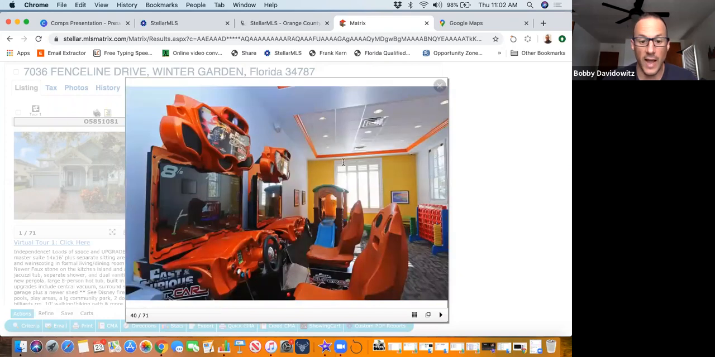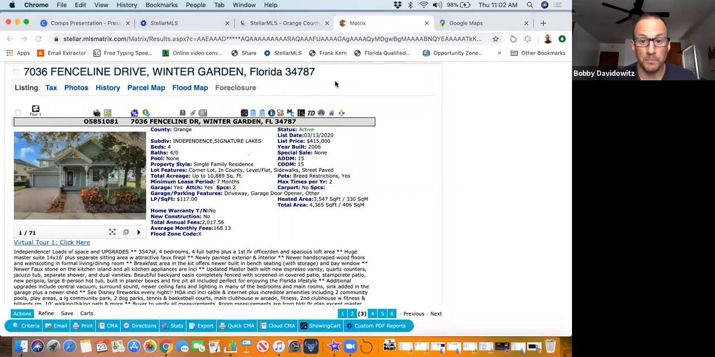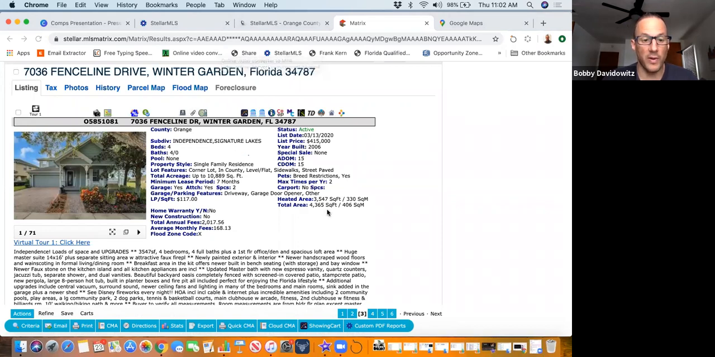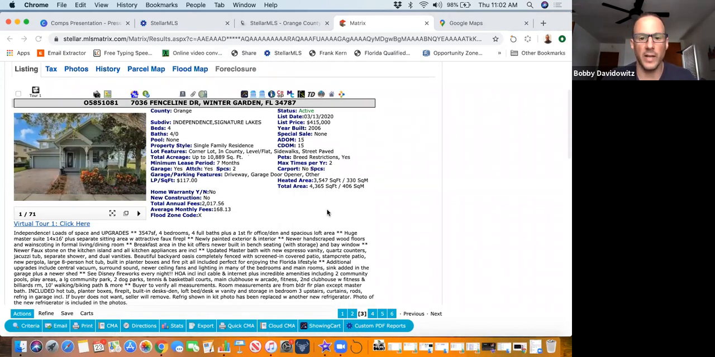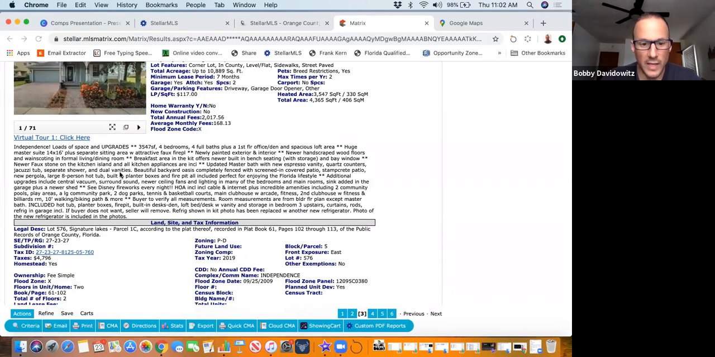So we got a good picture now, guys, of what this property looks like. This is our subject property. Notice too, the property's only been on the market 15 days. Listed at $415,044.